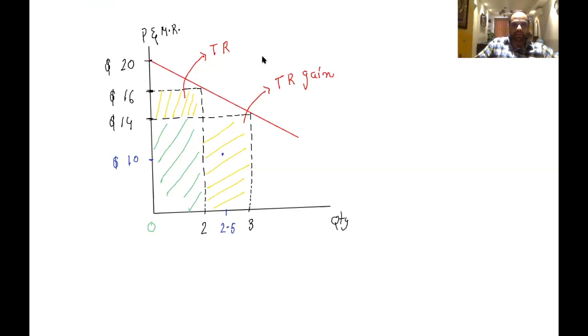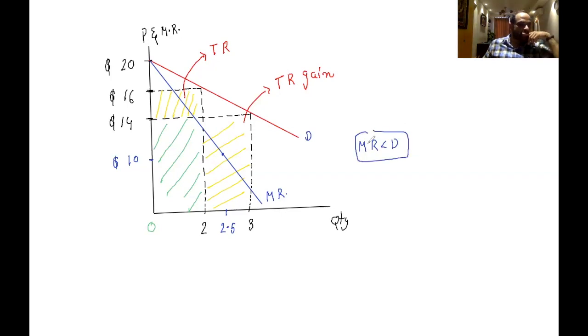So this point means here. This is your marginal revenue, and this is your D. So marginal revenue is less than D, all right? Okay. Now the question is, I forgot to write here, loss. Why is it a loss? Why this area?